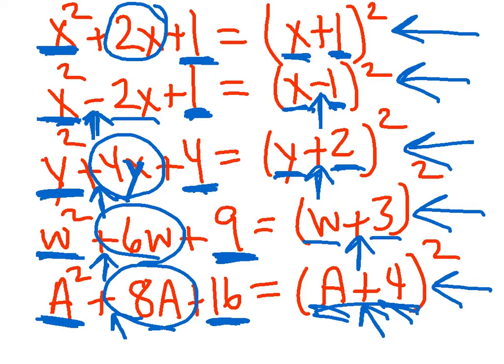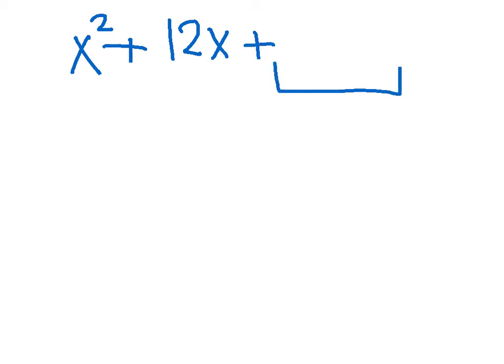Now that you know how to identify a perfect square, let's see if you can complete a square. Let's suppose that we have the first two terms of our polynomial, and they are x squared plus 12x. What do we need to add to this so that what we have is a perfect square?